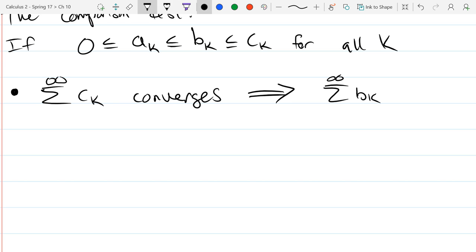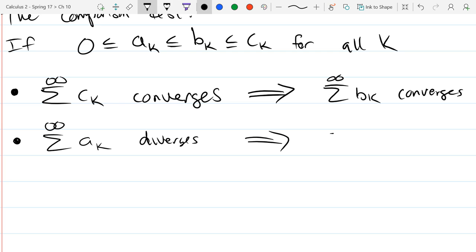So each term's less than or equal to the other term, so there's no way the sum's going to be any more than this sum. So if the big one converges, then the middle one or the slightly smaller one converges also. And second, let's say you know that the little one, if AK diverges, what conclusion can we make about BK? Diverges. It also has to diverge.